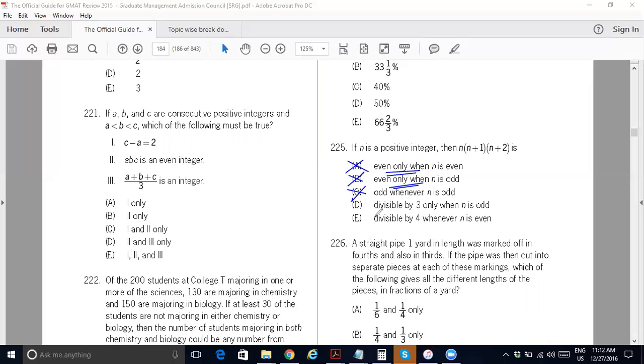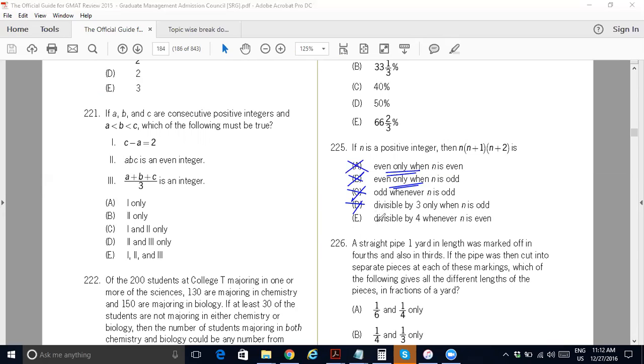That's not true. The product of 3 consecutive integers will always be divisible by 3, it doesn't matter. So by elimination you get E. One way is this elimination: first 4, then obviously E is the answer.